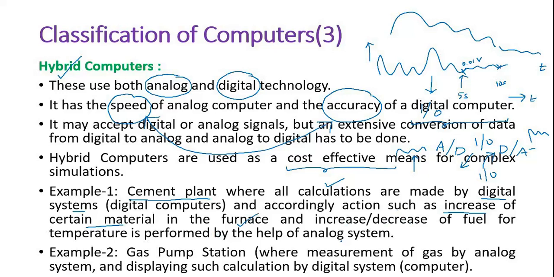So they use the digital system to measure the readings and do some calculations, and according to the calculations they come to know that they need to increase or decrease the fuel level. Those things they do with the digital and analog systems. Similarly, in gas pump stations, analog systems are used to measure the gas level, whereas the calculations are done with the help of digital systems. So these are called hybrid computers.